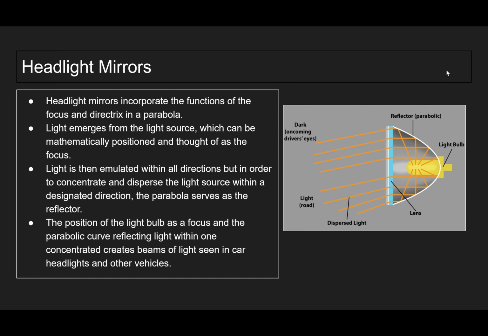The position of the light bulb acts as a focus, and the parabolic curve reflecting light within one concentrated area creates beams of light seen in car headlights and other vehicles.